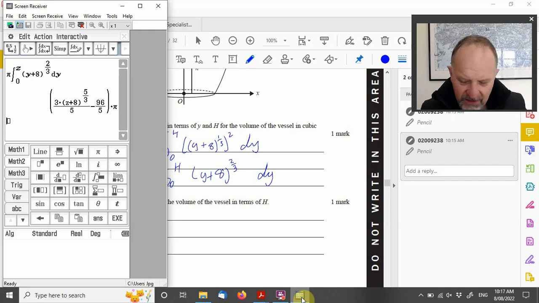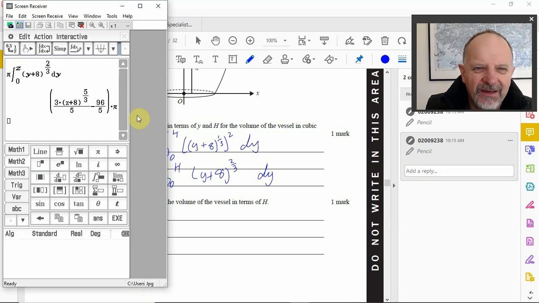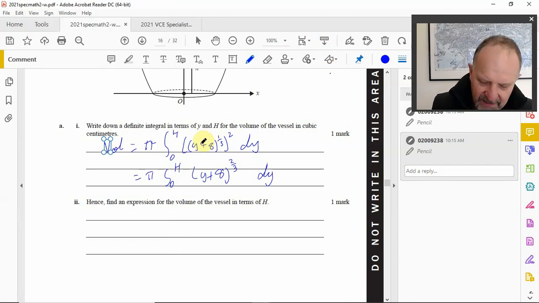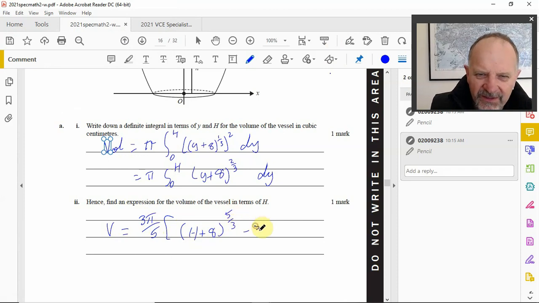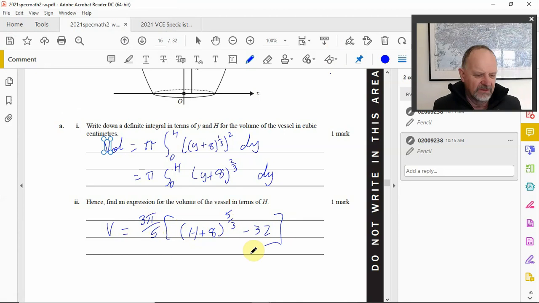And there it is. That's not in a super nice handy way, because we've got a 5 that can come out and go with the pi, and we've also got 3, and 3 does go into 96 32 times. So in the end, what we can say is that our volume is 3 pi on 5 times h plus 8 to the 5/3 minus 32. All right, so there we are with that.